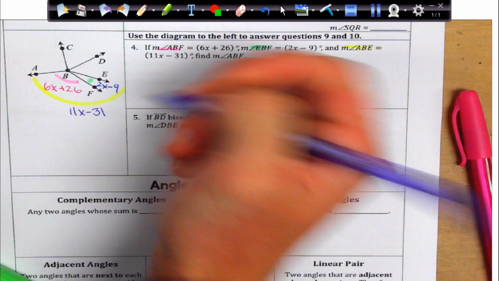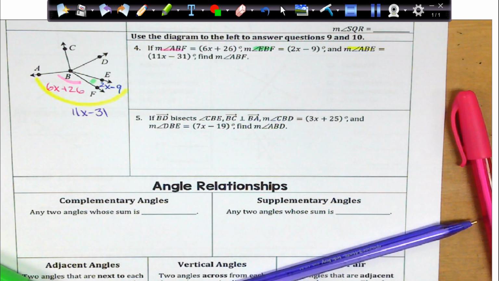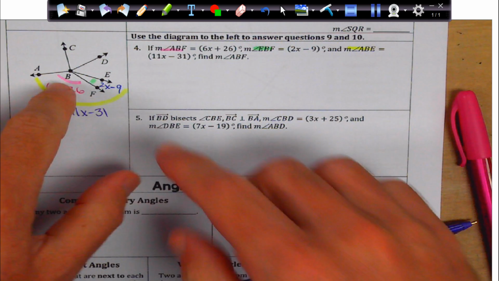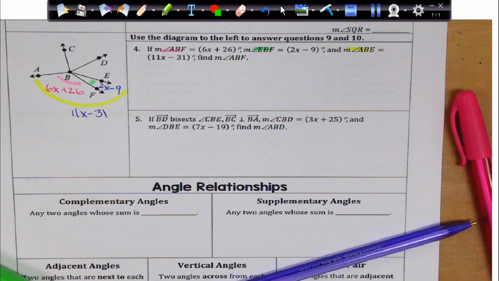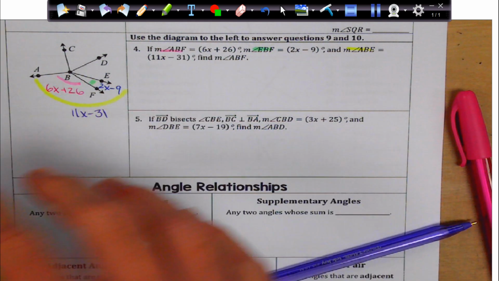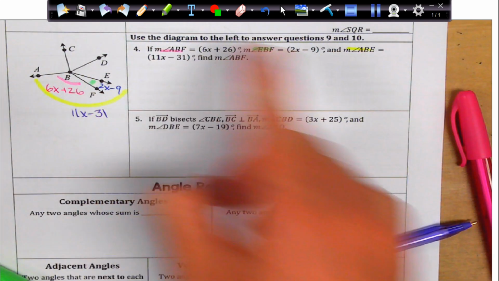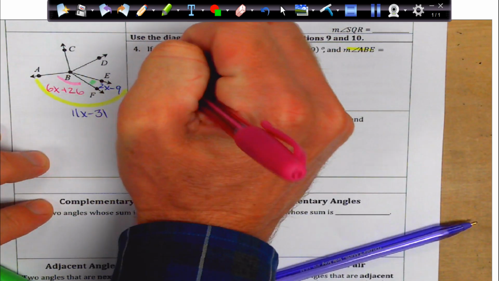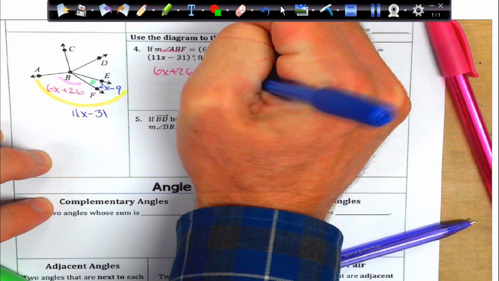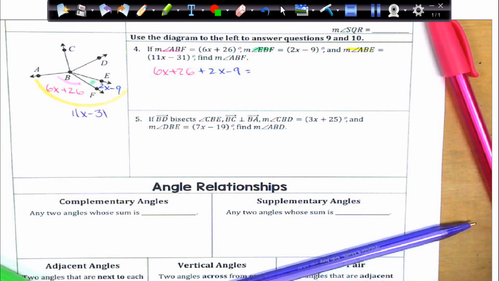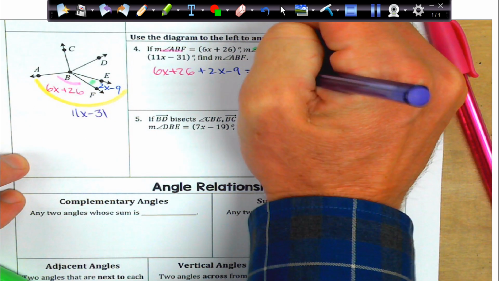And so as we can see here, we're getting into the situation of I have little angle, set equal to the big angle. And so that's what we want to do. Visually I can see that. That's why the highlighters are so helpful. We want to find ABF eventually, which means I have to solve for x first, and then I can plug it back in. So we're going to take that 6x plus 26, so that little piece plus this piece, and we're going to set it equal to the entire thing, 11x minus 31.